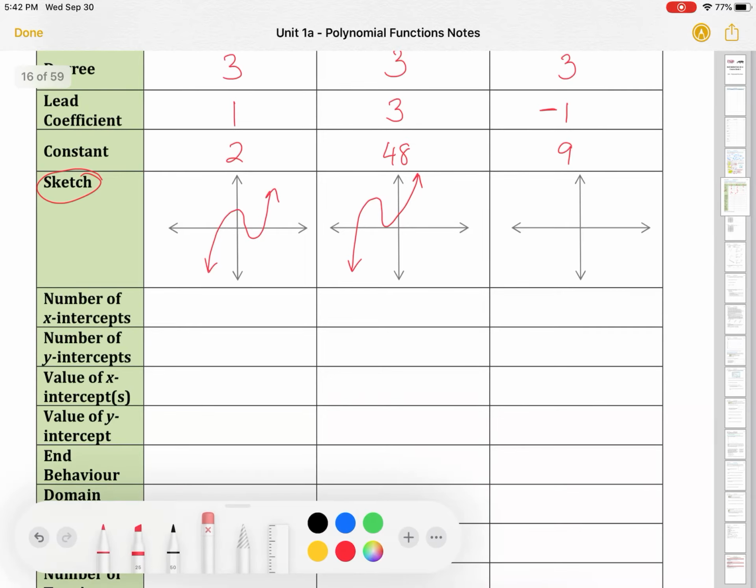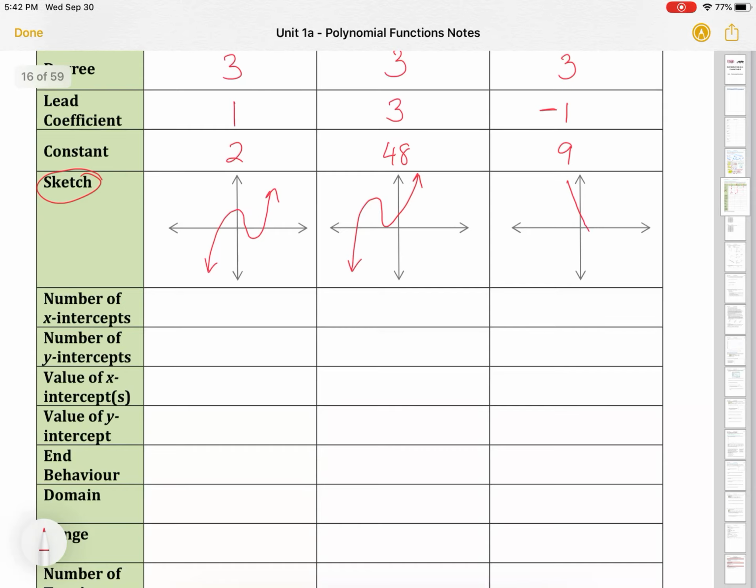So actually, I got to resketch that one because it crosses a little bit differently, doesn't it? It crosses above the x-axis. So it's kind of like that. Sorry. Sketches do have issues, and we should have certain things correct. Number of x-intercepts. Well, for this one, we have 1, 2, 3. So we have 3 of them. Sorry, I got a little off there.